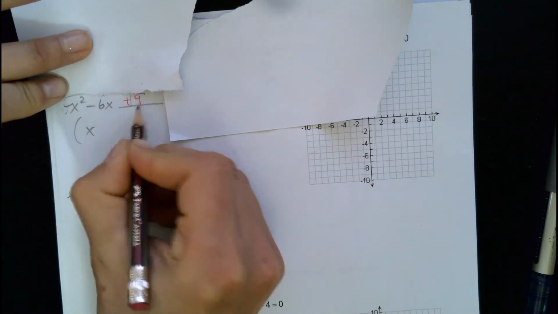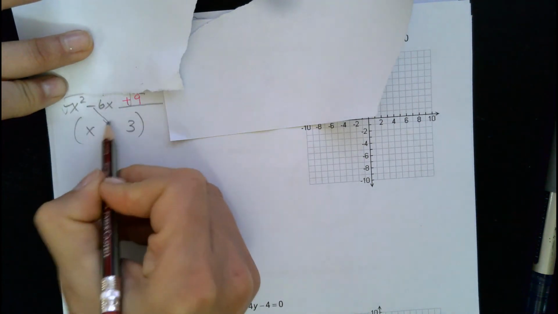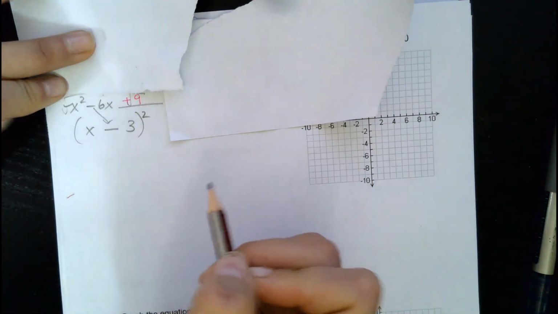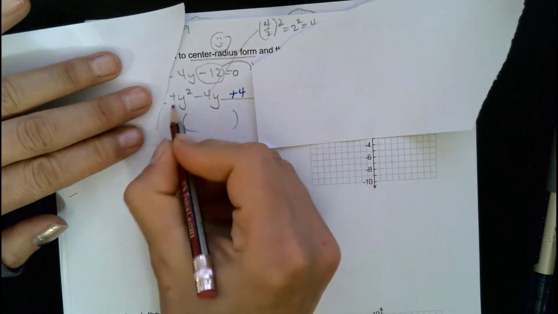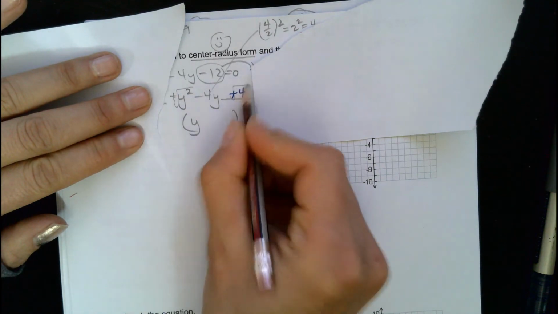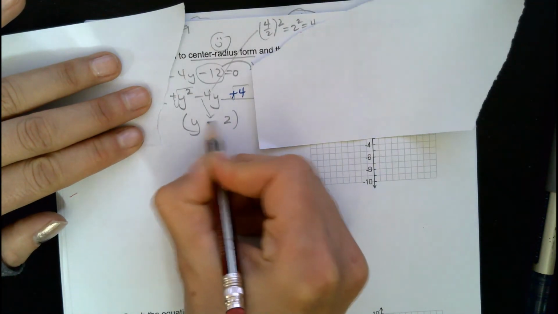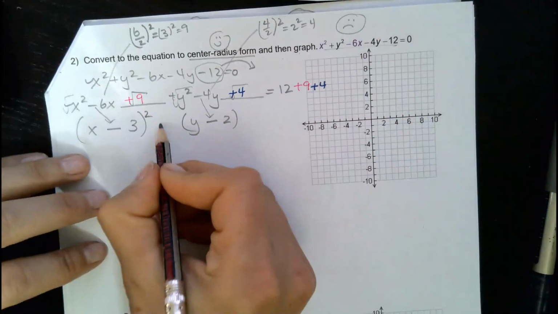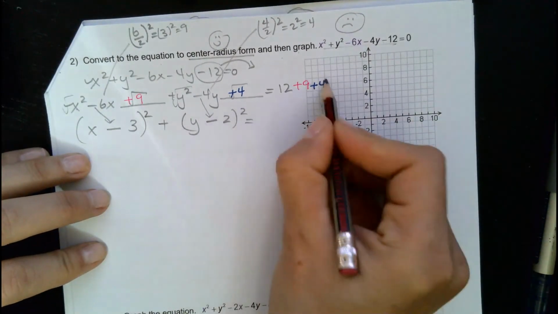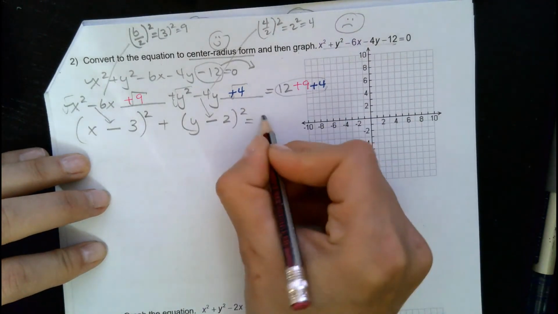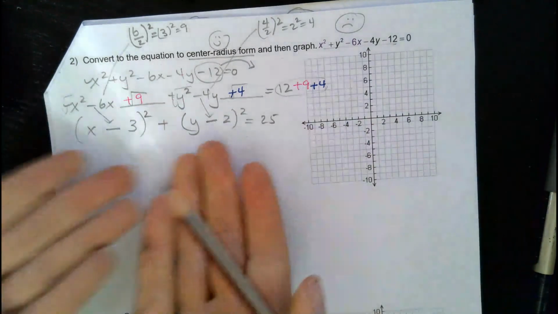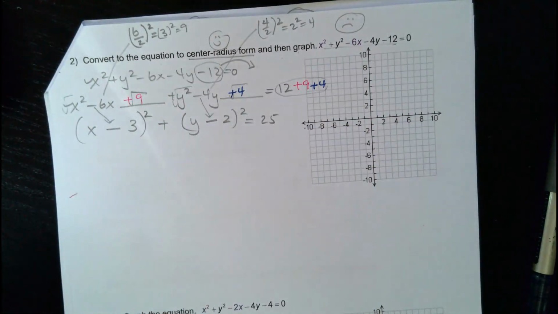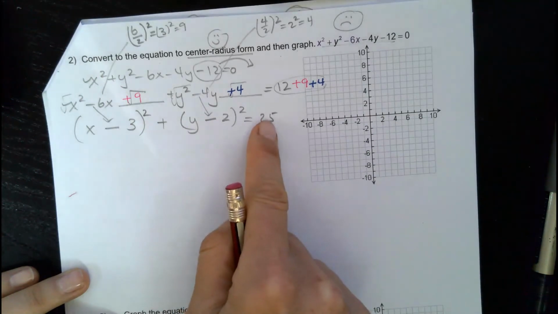The square root of this, 3. And then I go, oh, it's minus. I factored it. And I'm going to do the same for this one. Square root of this, square root of this. Whatever is there, put it in, the sign. And then I have to add all that up, which is 25. And now look, it's in center radius form.